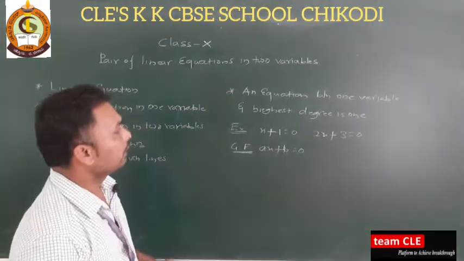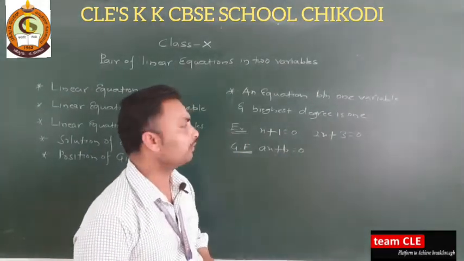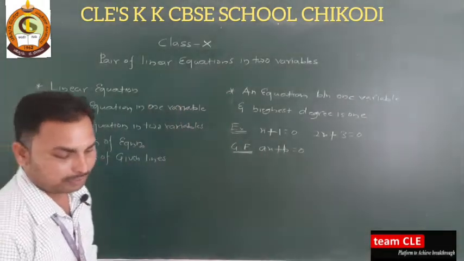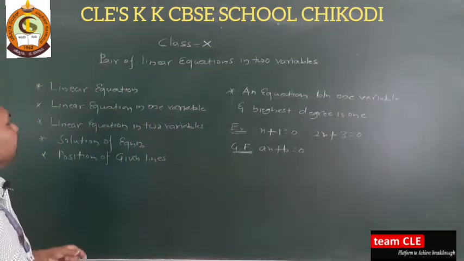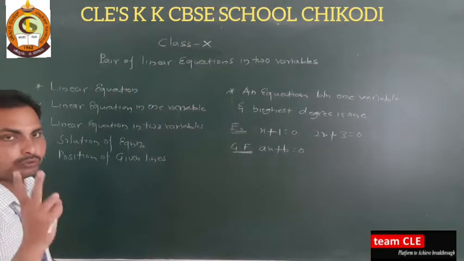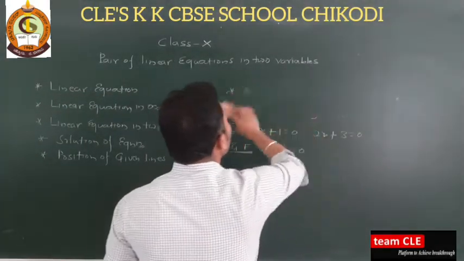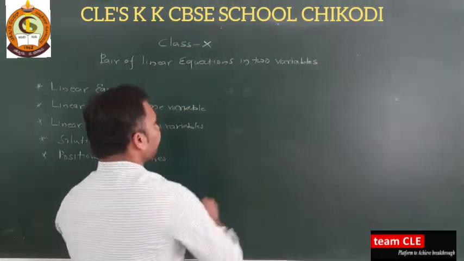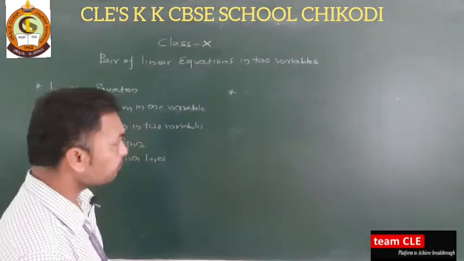Okay, so it contains the highest degree of exponent as 1. This kind of equation we can say is a linear equation in one variable. Next, we have the linear equation in two variables. Now let me write the definition of a linear equation in two variables.